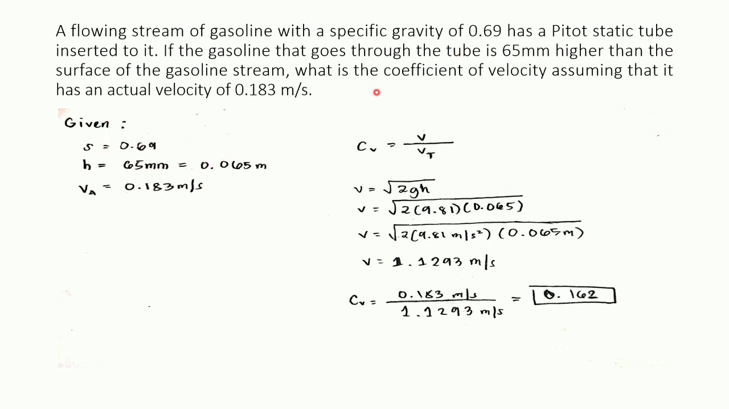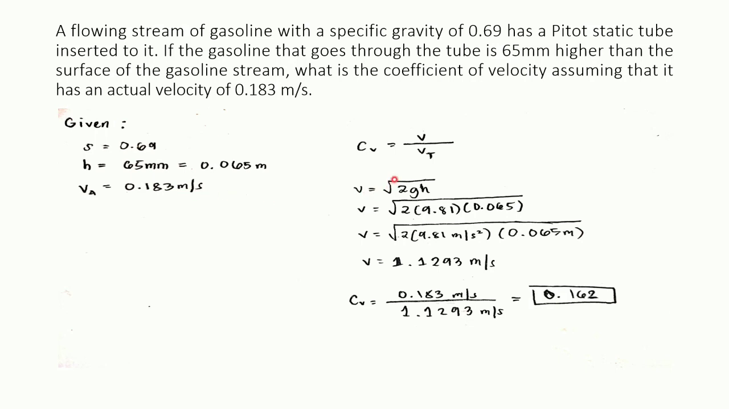So we have listed first here the known values in this problem. We have the specific gravity, which is 0.69. The height of the gasoline in the tube that surpasses the surface of the stream, which is 65 millimeter, or also equivalent to 0.065 meter, and the actual velocity, which is 0.183 meter per second.